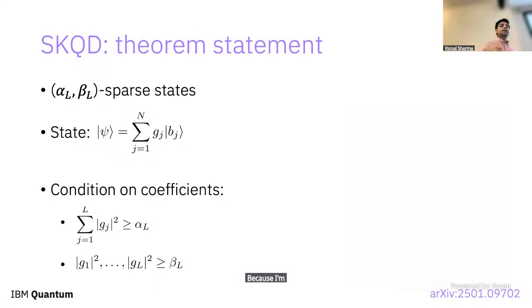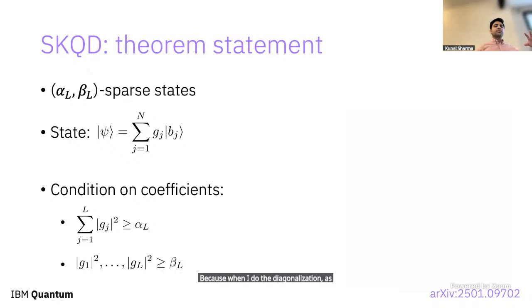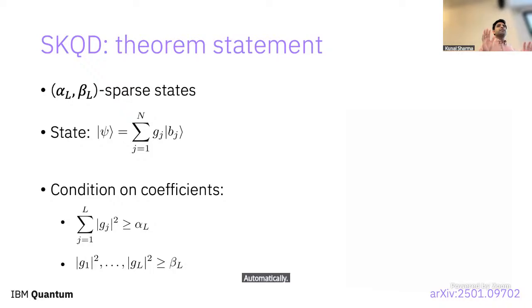Because I'm sampling, I'm requiring these bit strings to show up in my experiments, because when I do the diagonalization, as long as these bit strings showed up, diagonalization will give me the approximation to the ground state supported on these bit strings automatically. By the way, feel free to ask questions if I'm going too fast.